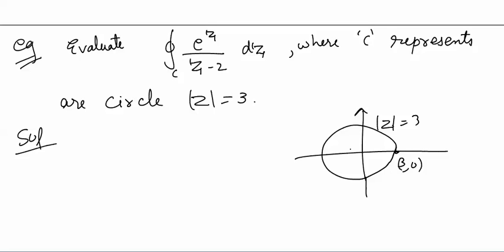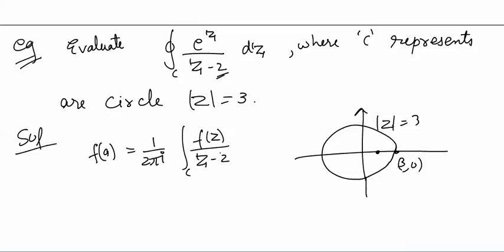Now where is this point? A. This is A, right? Now A is inside the closed curve. It is inside, right? So we can find out f of A. So f of A was 1 upon 2 pi I integral f z upon z minus 2, right?